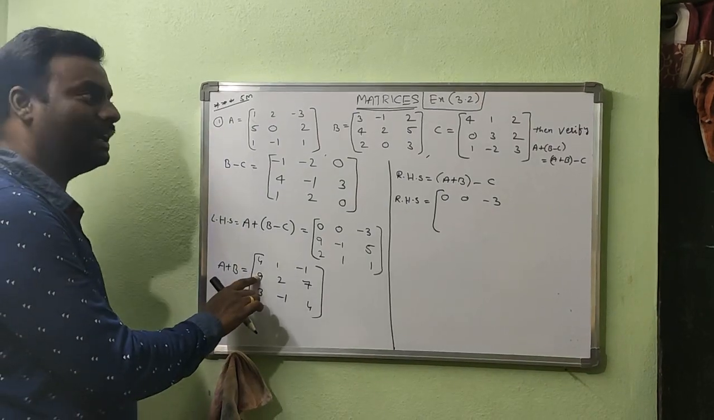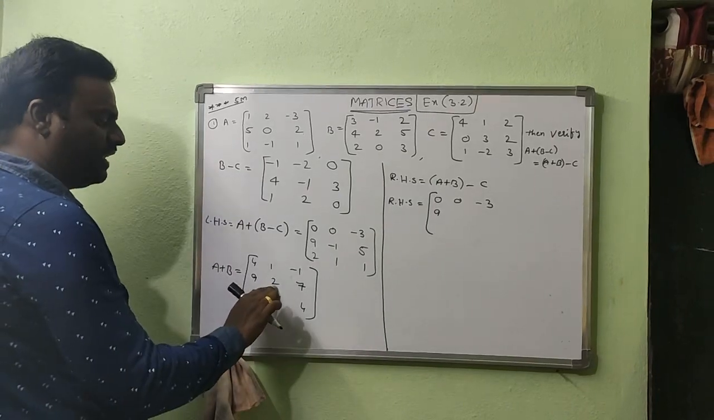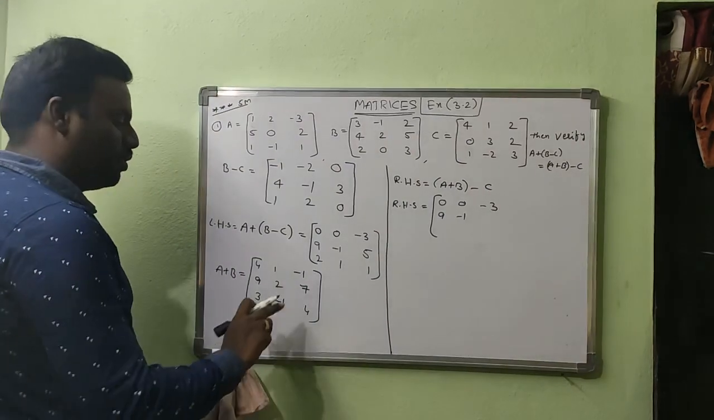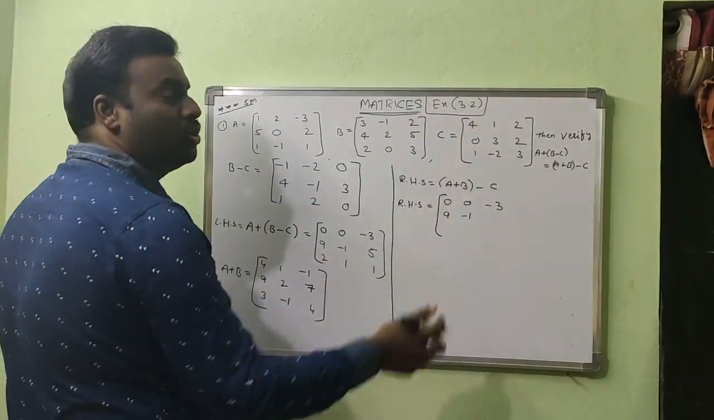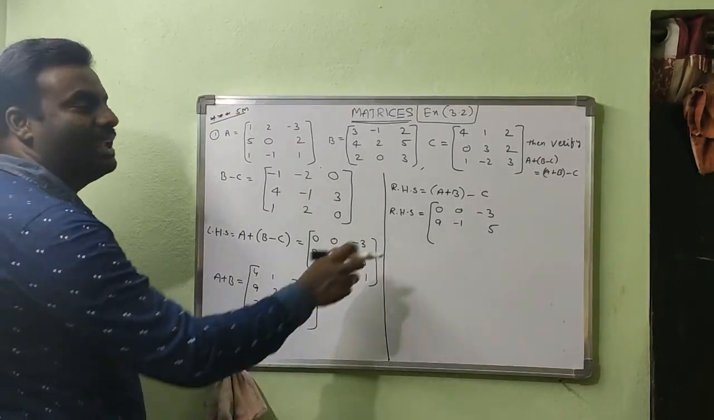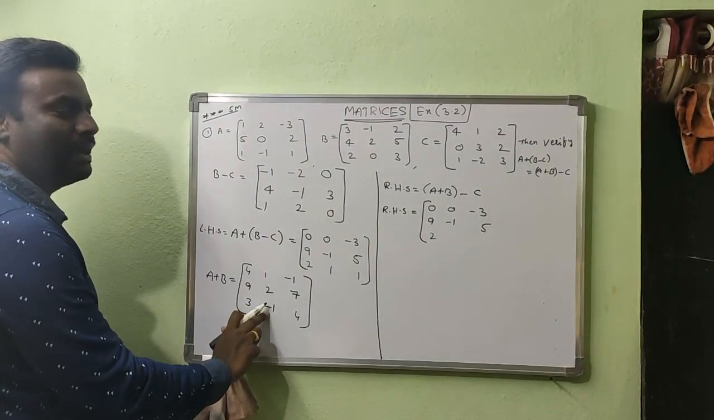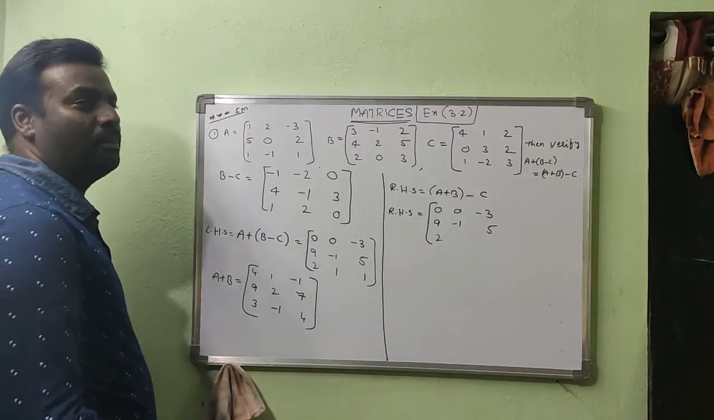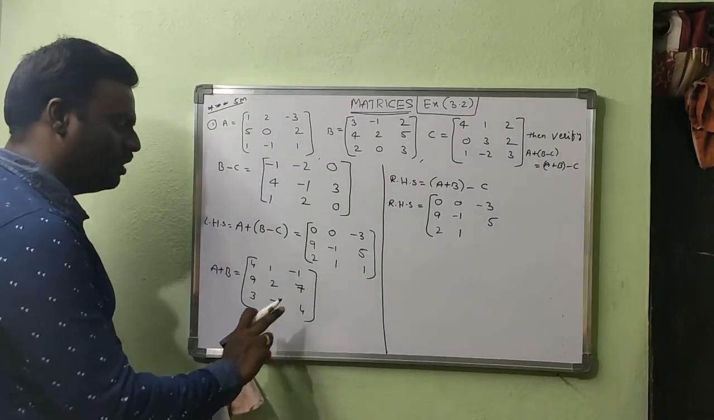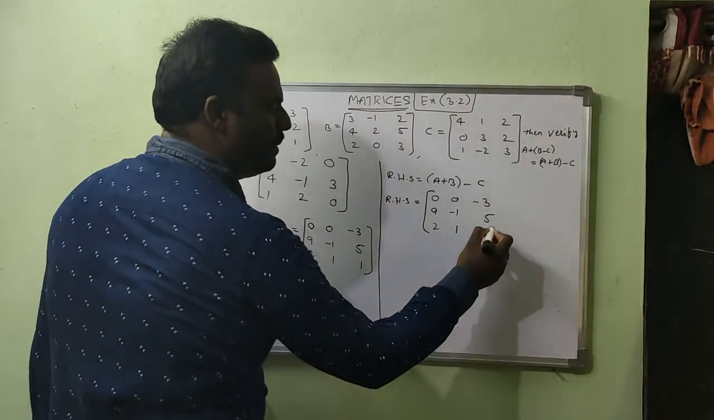What is the fourth element? 9. Here 0. 9 minus 0, it becomes 9. What is the fifth element? 2. Here 3. 2 minus 3, it becomes minus 1. What is the sixth element? 7. Here 2. 7 minus 2, it becomes 5. What is the seventh element? 3. Here 1. 3 minus 1, it becomes 2. What is the eighth element? Minus 1. Here minus 2. Minus 1 minus minus 2, it becomes plus 2. Minus 1 plus 2, it becomes 1. What is the last element here? 4. What is the last element here? 3. 4 minus 3, it becomes 1.